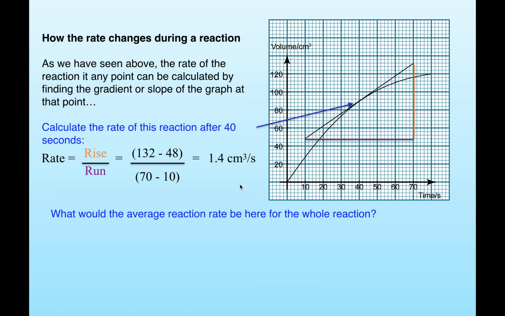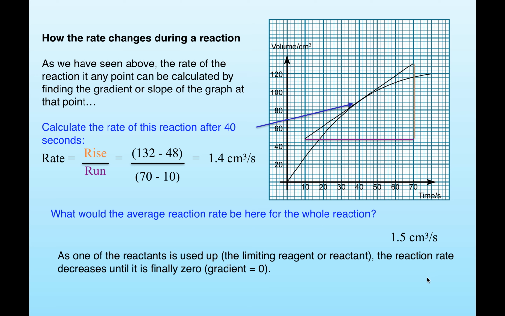We could also work out the average reaction rate for the whole reaction. So the whole reaction up to 80 seconds, they haven't put the 80 in, up to 80 seconds. How much gas was produced? 120 centimeter cubed. So do the maths there. The average should work out to be 1.5 centimeter cubed per second. Check that. Make sure you saw where I got that from. Okay. So that's it. That's a specific reaction rate at a point during the reaction.